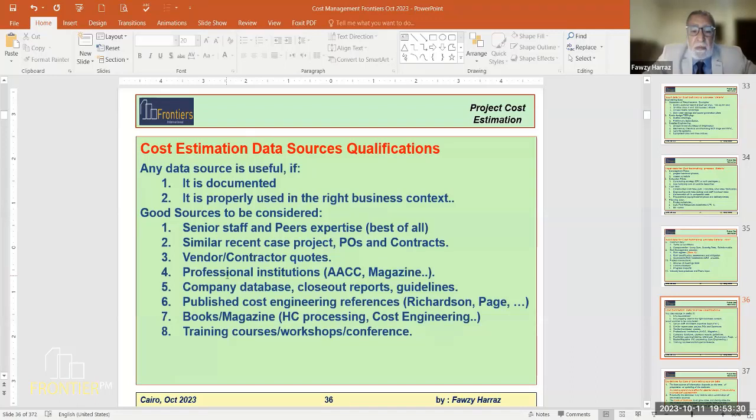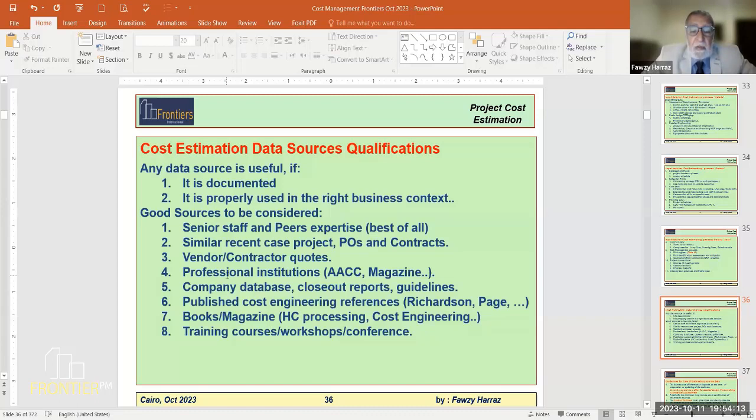So, similar case projects, purchase orders and contracts. Again, it's a similar purchase order if it's the same commodity. Recent means considering the same market level, because a purchase order always reflects the market conditions. The prices this year are very different from the previous year or the years before. So say recent, so that the difference in escalation or devaluation or rise of prices is not there.